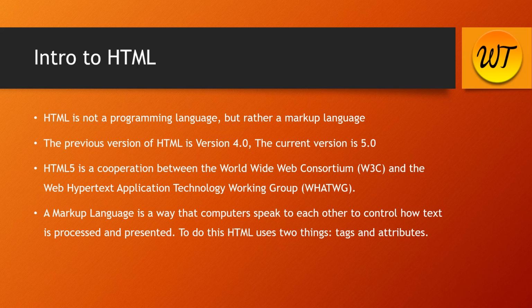HTML5 is a cooperation between the World Wide Web Consortium, that is W3C, and the Web Hypertext Application Technology Working Group. A markup language is a way that computers speak to each other to control how text is processed and presented. To do this, HTML uses two things: one is tags and attributes.